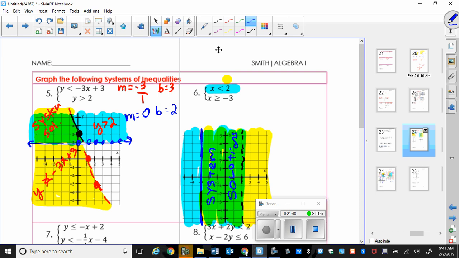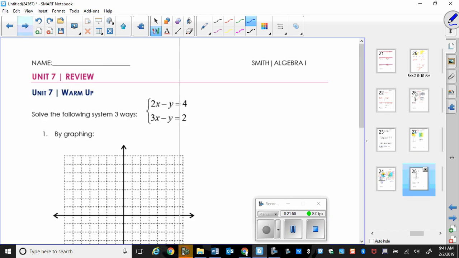For number 7, it's going to be similar. Identify the slope and the y-intercept. Number 8, you have to solve for y and then identify the slope and the y-intercept. Hope that helps. Next class, we'll be doing the review for this.